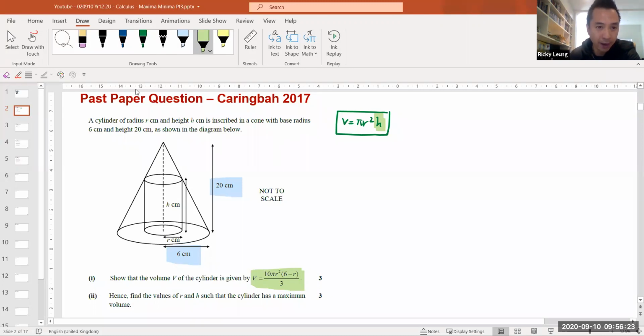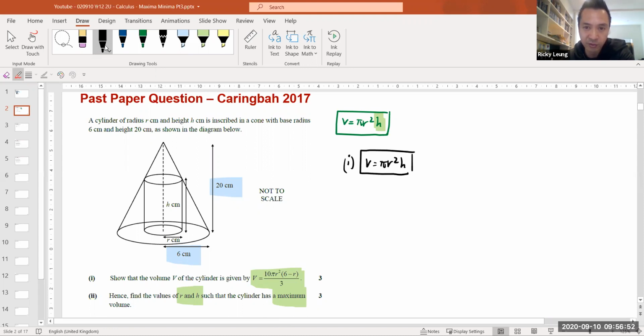And then part two, classic framework question, and falls in the framework. Find the value of R and H so that the cylinder volume is max, right? So we'll see which way we use the test for max min. We either go the table method if it's too hard to differentiate, or we use the second derivative. All right, let's do this. So part one, show that the volume is that. So we know volume is pi r squared H, right? Everything starts from this formula.